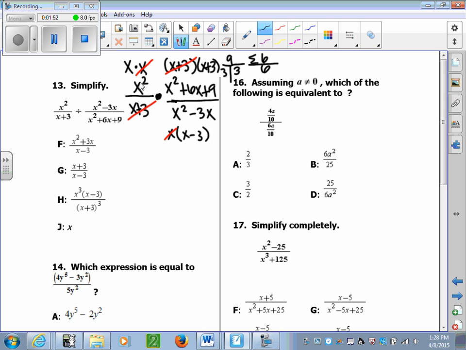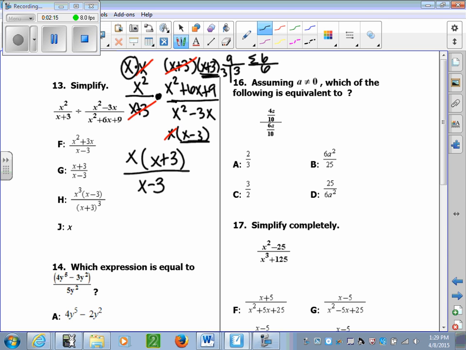I have this x still, so I have an x, and I still have an x plus 3 over here in the numerator. That's not canceled out, so I need to write that down. And then in the denominator, the only thing I have left is this x minus 3. And I don't see an answer that matches, but I don't have anything else to cancel out.